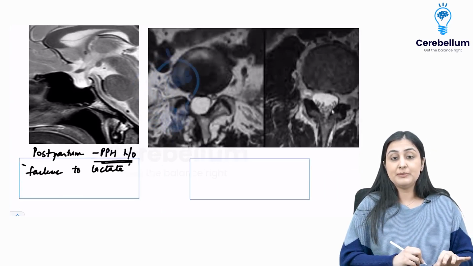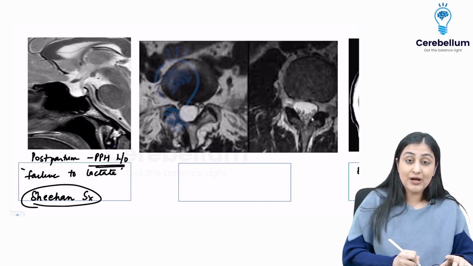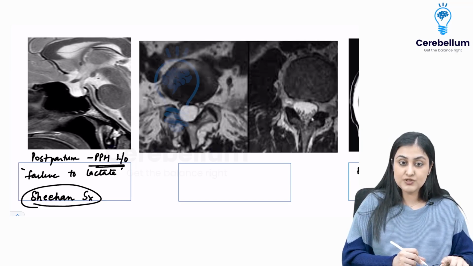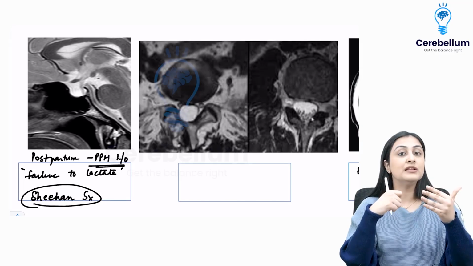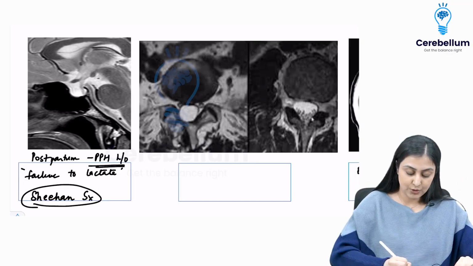After a history of PPH, the diagnosis here we are talking about is called Sheehan's syndrome, wherein you have necrosis of the pituitary. There is ischemic pituitary necrosis, because the pituitary needs a lot of blood supply near the puerperium, and when you have a PPH, when you have a shock status, you will have necrosis. So the pituitary undergoes ischemic necrosis.